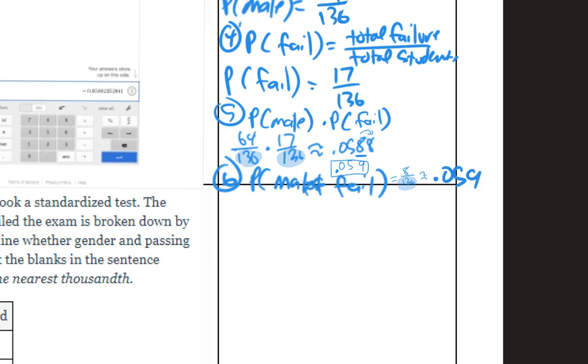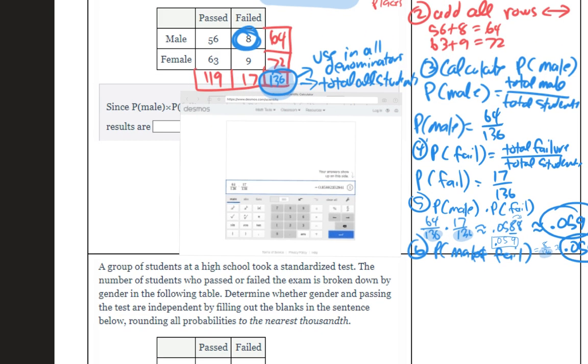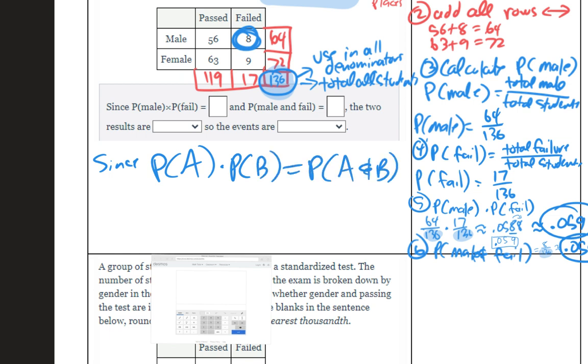Well, let's compare those. We said this one was approximately 0.059. This one's approximately 0.059. So they are the same. That's what we need to recognize with this. Since the probability of A times the probability of B was equal to the probability of A and B, then it is independent. This one is independent.